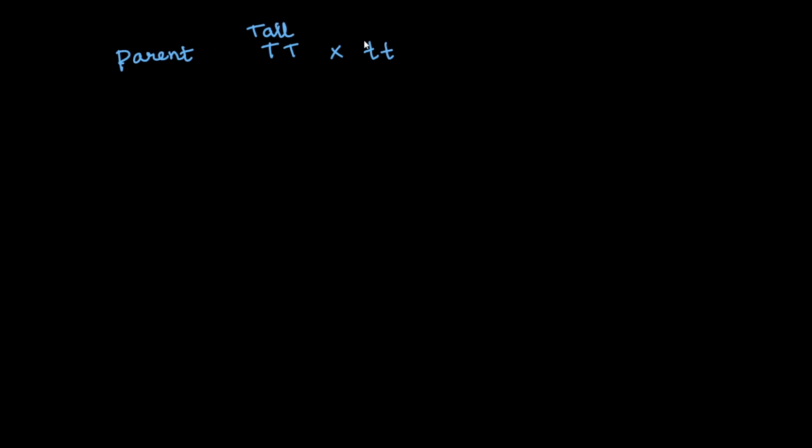The phenotype of one parent is tall, and of the other parent is short. The gene combination is homozygous capital T T for tall, and small t t for the short plant. So these are the plants. One can be the male parent, and the other can be the female parent. So these are the parent phenotypes, tall and short.